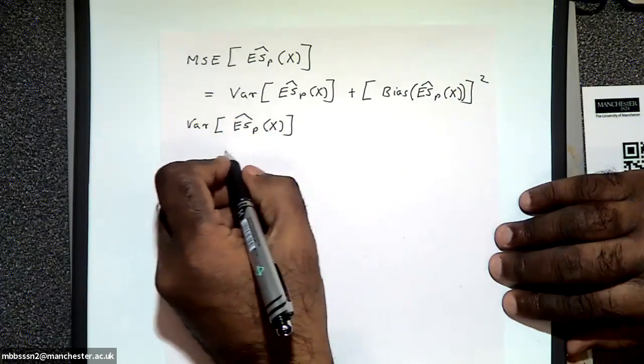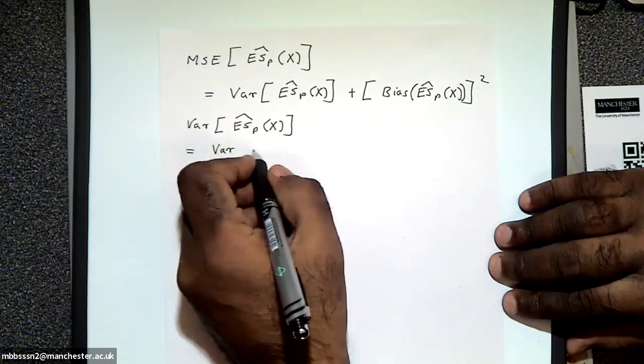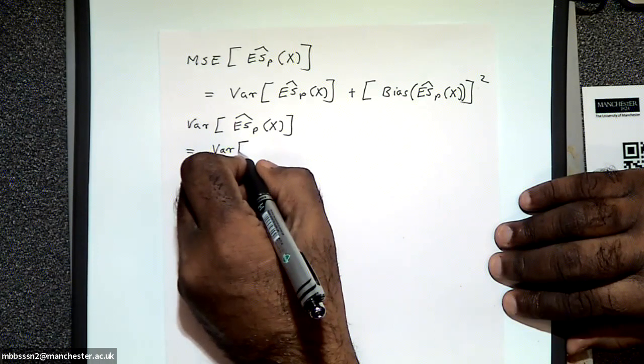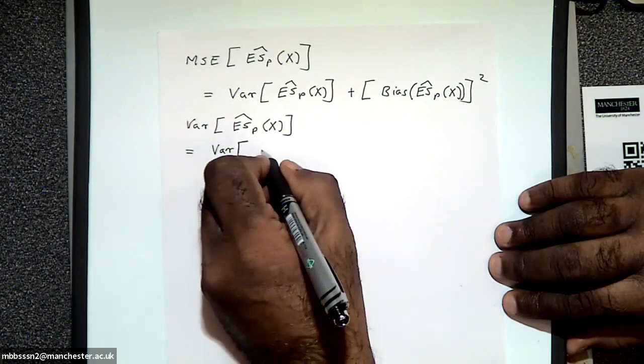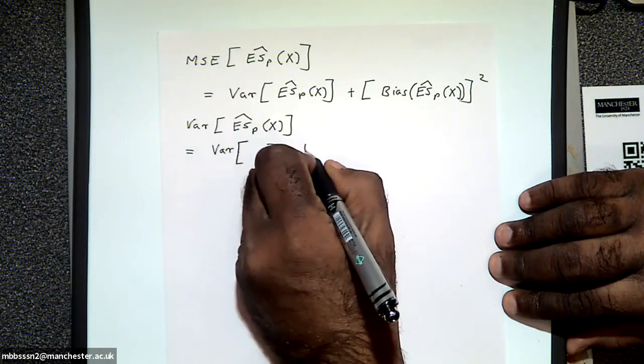All right, which is equal to the variance. It's not to be confused with VaR, okay? It's easy to confuse the two. The VaR and the variance look similar.